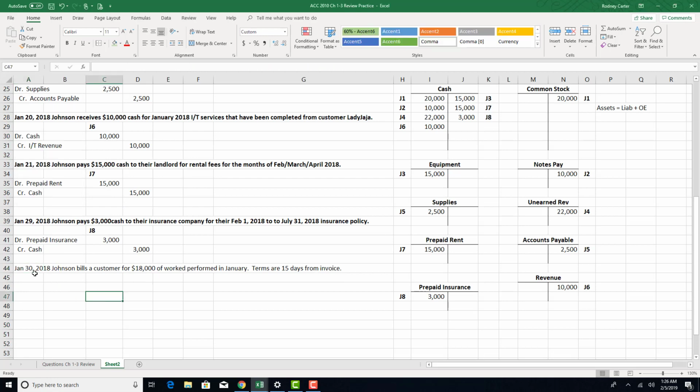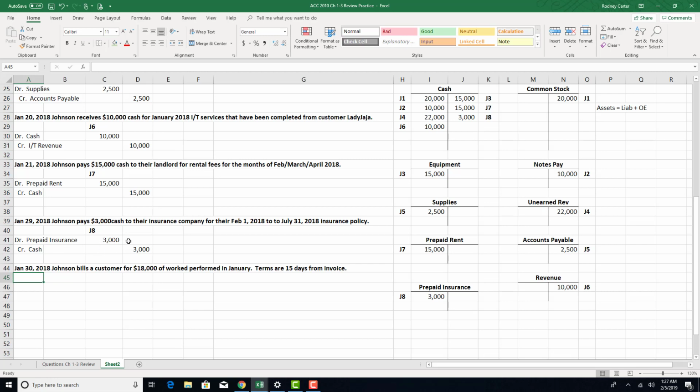Okay, let's finish up, and then I'll add one journal entry to make sure we get an expense in this example, an expense account. January 30th, Johnson bills a customer for $18,000 of work performed in January.